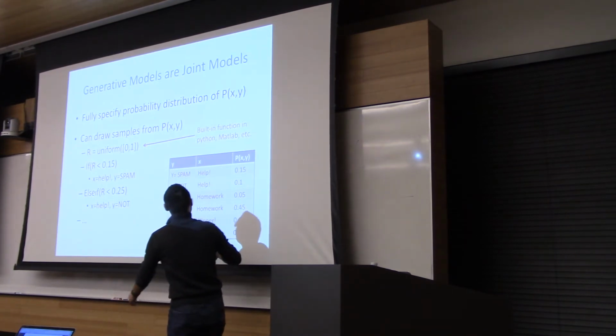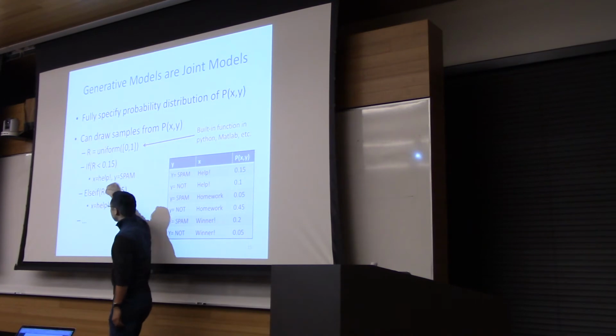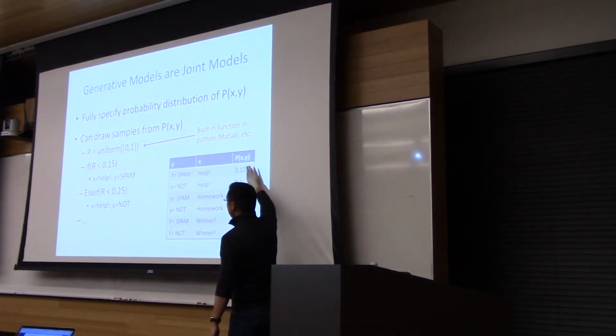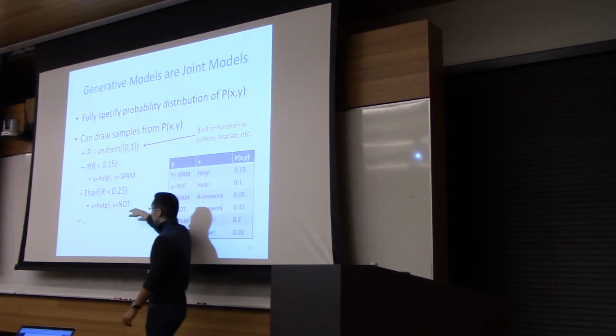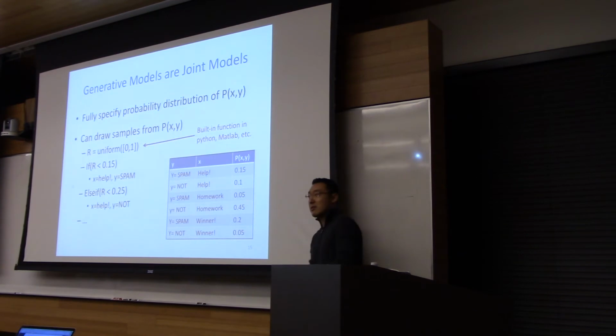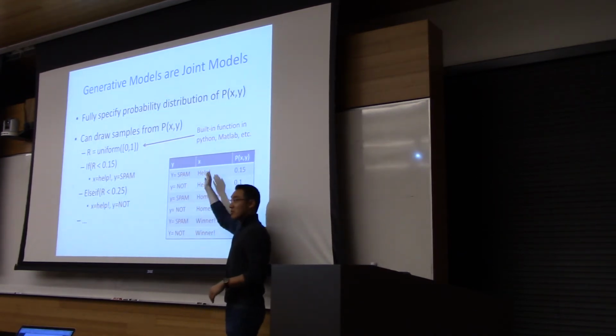And then if that random number is less than 0.5, then we emit this one. Otherwise, if the random number is less than the sum of these two, which is 0.25, we emit the second line, and so on and so on. So this is a very simple little piece of code that converts a random number between 0 and 1 into sampling from this distribution.